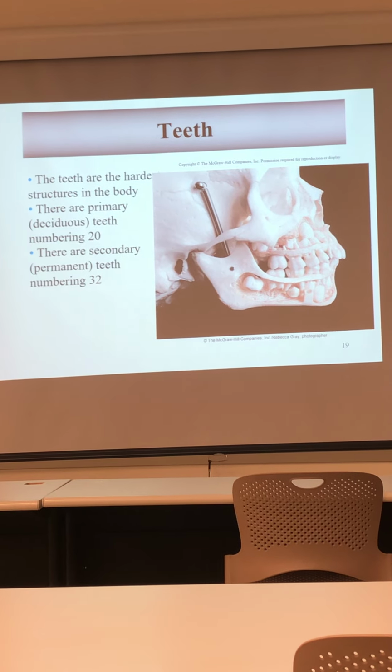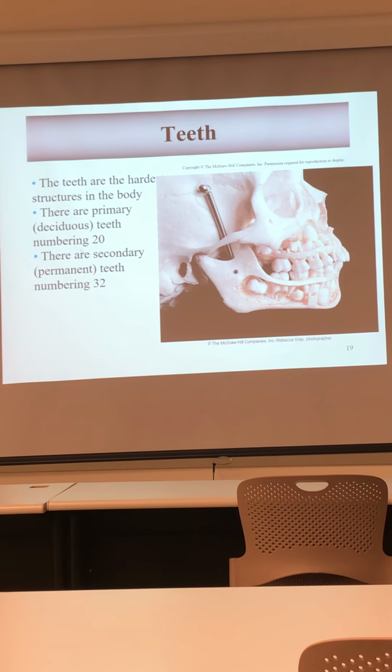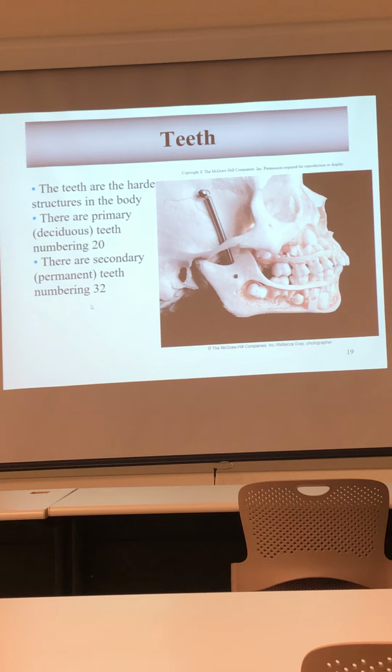The teeth for the test, I want you to know how many primary or deciduous teeth there are, and how many secondary, permanent teeth there are.